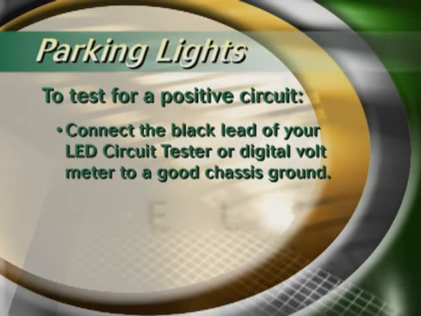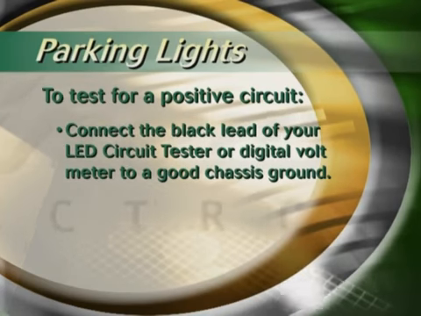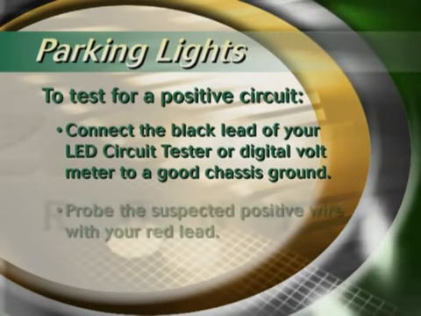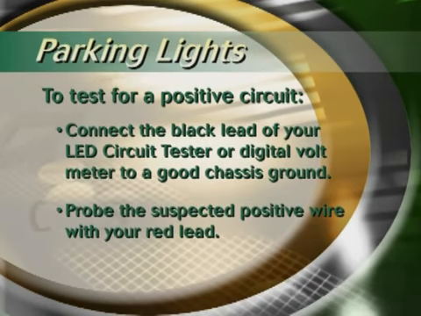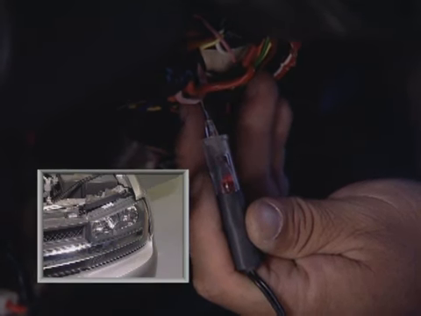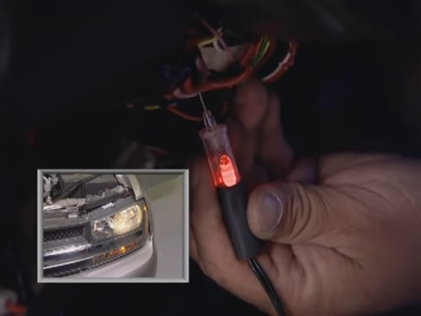When testing for a positive circuit, you will need to connect the black lead of your LED circuit tester or digital voltmeter to good chassis ground. Probe the suspected positive parking light wire with your red lead. When the parking lights are turned on, the red LED on your circuit tester should light. When the parking lights are turned off, the red LED should turn off. Keep in mind, there are more complex parking light circuits such as multiplex lighting systems found on newer model Chrysler vehicles. Check your vehicle-specific wiring information to determine which setup you have.